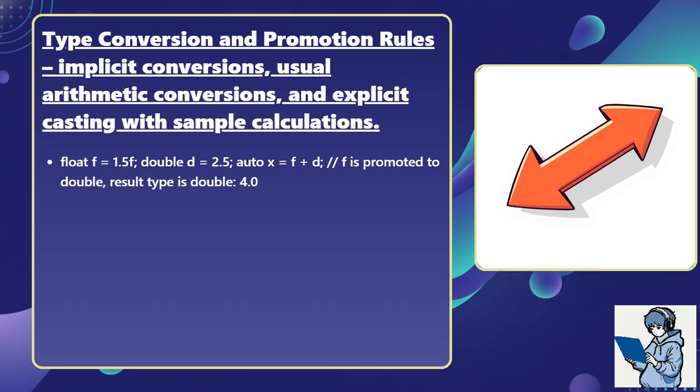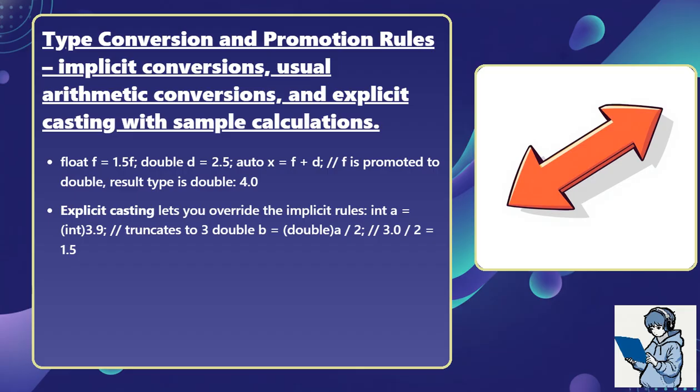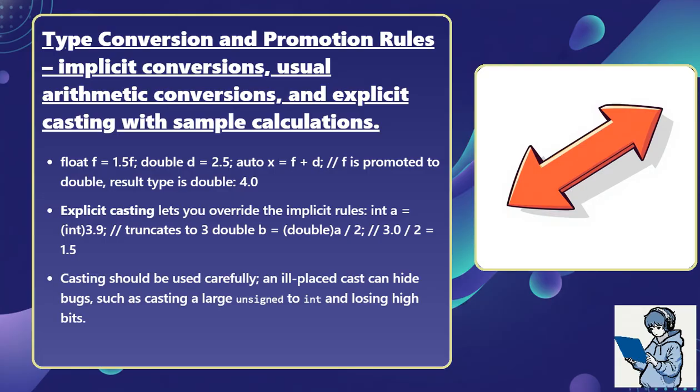float f = 1.5f, double d = 2.5, auto x = f + d. f is promoted to double, result type is double, 4.0. Explicit casting lets you override the implicit rules. int a = (int)3.9 truncates to 3. double b = (double)a / 2, 3.0 divided by 2 equals 1.5. Casting should be used carefully. An ill-placed cast can hide bugs, such as casting a large unsigned to int and losing high bits.